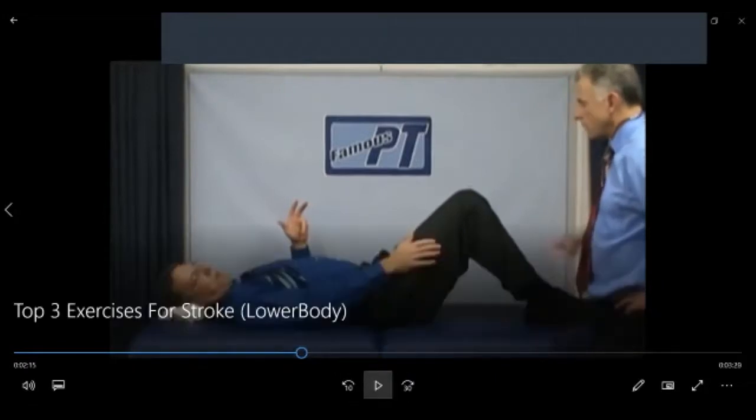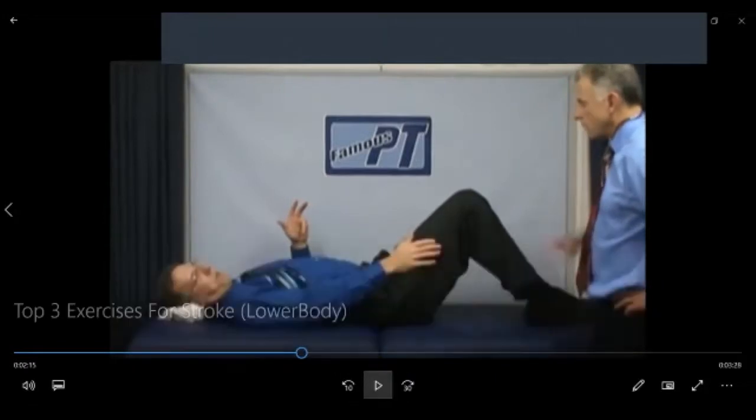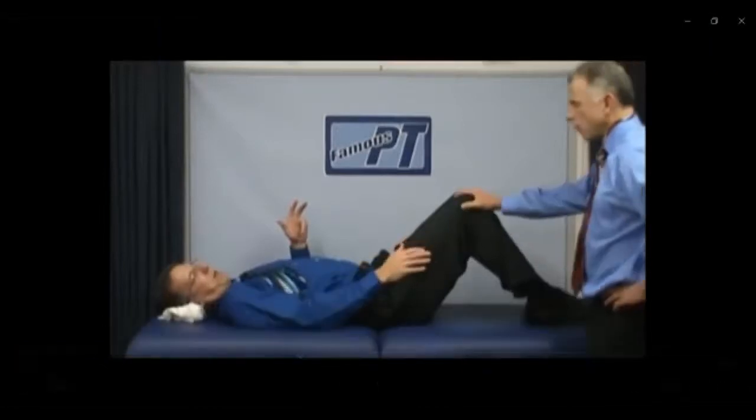This is what will happen whenever you try to make a person do a pelvic bridging in a neurological patient. The leg will be falling down without control.